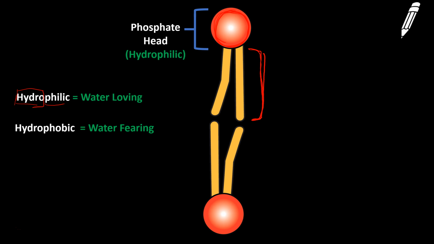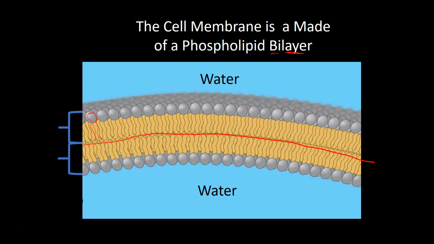So if we go back to this slide, you'll see that inside of your cell there's water, and outside of your cell there's water. So what happens is the heads, which are hydrophilic and like the water, are going to go ahead and face the direction of water. The lipid tails, they're hydrophobic. They hate the water. So what they want to do is stay as far away from the water as possible, and they're going to face inward. Okay? They're going to face inward to stay away.